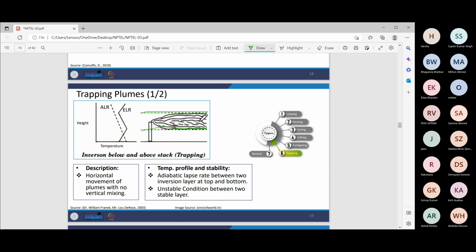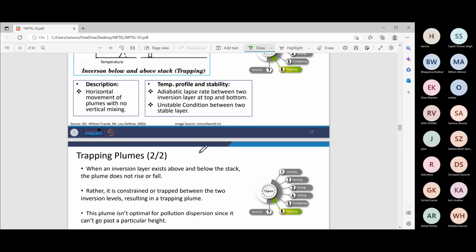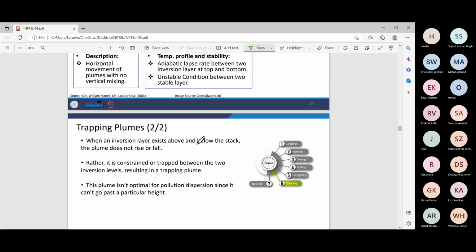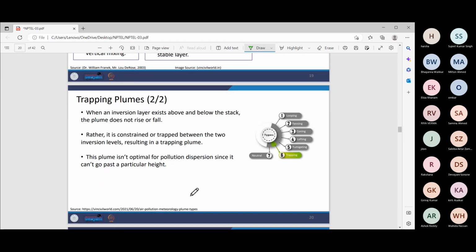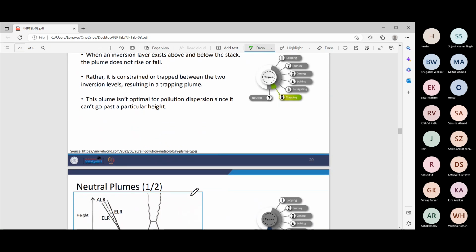So there will be horizontal movement of plumes with no vertical mixing, and the adiabatic lapse rate between the two inversion layers. Basically, the atmosphere is unstable in between these two layers, and above and below, these two layers are the inversion layers. So when an inversion layer exists above and below the stack, the plume does not rise or fall. Rather, it is constrained or trapped between the two inversion levels, and this results in a trapping plume. This plume isn't optimal for pollution dispersion since it can't go past a particular height. That's why there will be very minimal dispersion of the pollutants.